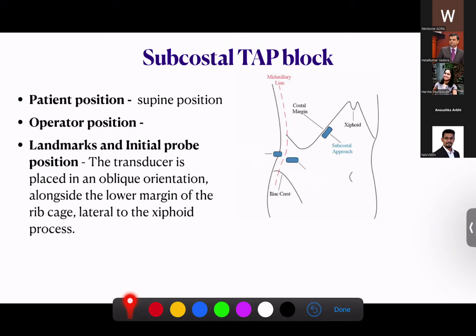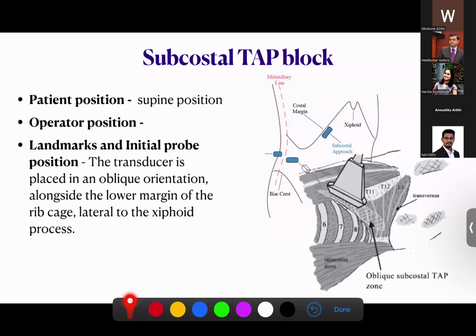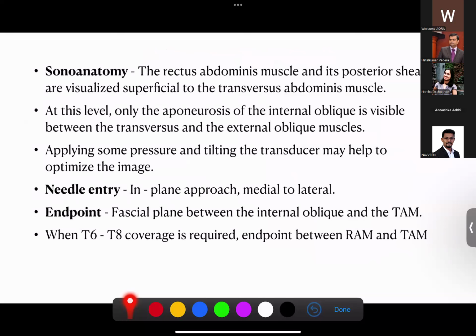Now, for USG guided subcostal TAB block, the patient is in supine position. The transducer we use is the high frequency linear array transducer. We keep the probe just below the costal margin, lateral to the xiphoid process. Then we start moving it more laterally as we scan. First, after putting the transducer just lateral to the xiphoid process, we see the rectus abdominis muscle and its posterior sheath just superficial to the transversus abdominis muscle.